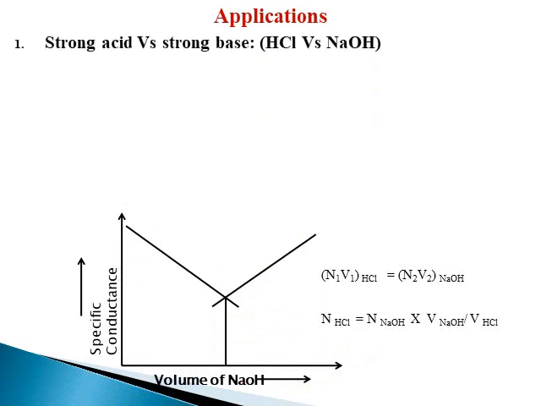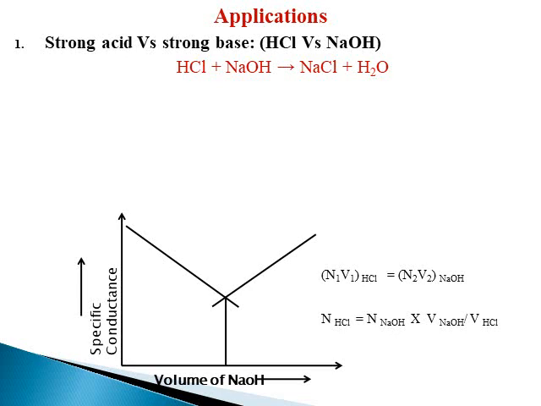Now when you look into the applications, in these applications you have to study 3 different aspects of these conductometric titrations. The first application is a strong acid versus strong base. Now you know very well, strong acid is HCl, strong base is NaOH. So it's a simple neutralization reaction. HCl reacts with NaOH, and it will give you salt and water, sodium chloride plus water.